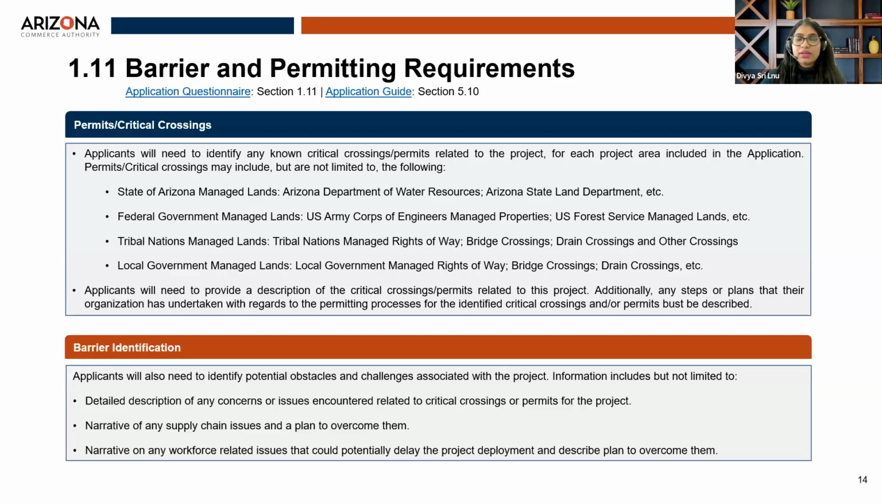Applicants will be required to identify any critical crossings or permits related to their project area under this section. Based on that selection, applicants will provide a narrative describing these permits or critical crossings and identify any other barriers that would be responsible for the broadband deployment project. Within this narrative, the applicants will also describe how they would overcome these barriers and provide more information on any supply issues that they might face and what plan they would deploy to overcome them, including any workforce related issues.